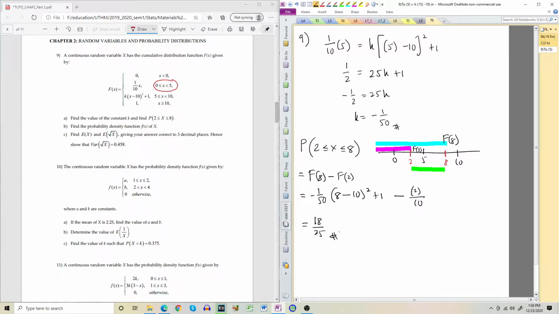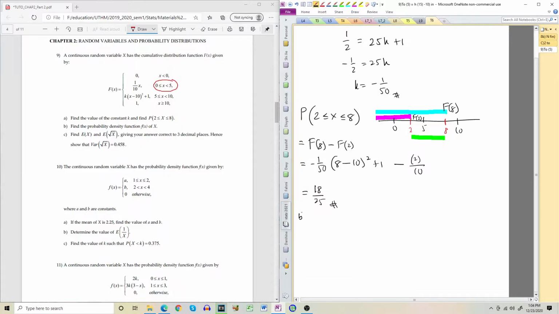Find the probability density function. So for us to find B, which is to find the probability density function, from density function to cumulative function we integrate, and from cumulative to density we differentiate, the reverse process. We can do it immediately.